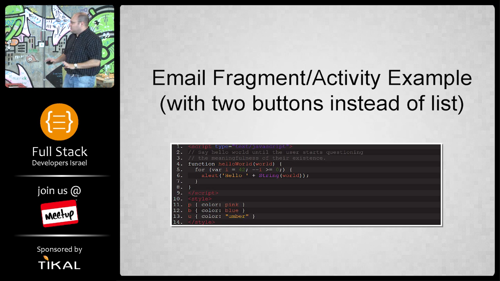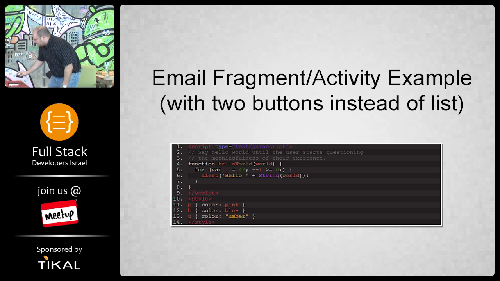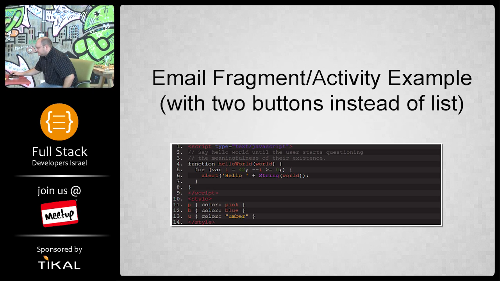Okay, so now we're going to look at an example. In this example, we're going to have two fragments, one on the left, one on the right. And the left fragment's going to have two buttons. And then each button is going to perform an action in the fragment on the right. So let's open up the code.